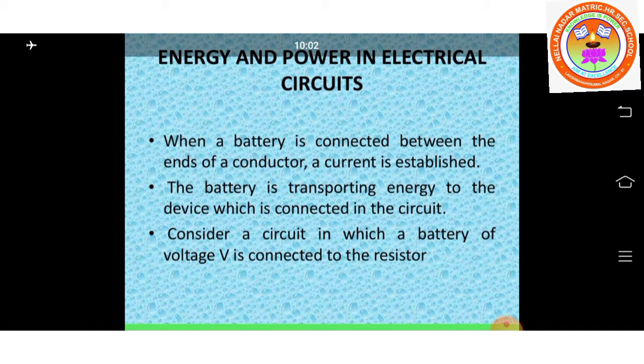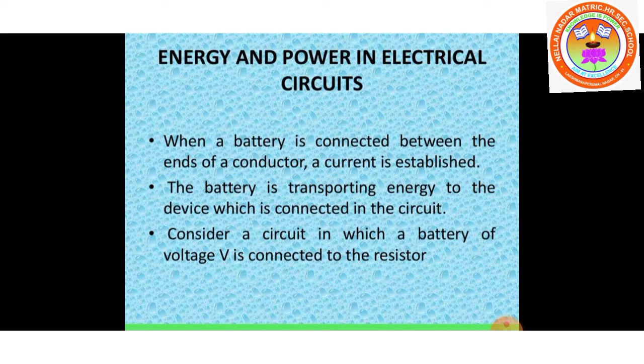Students, next topic: energy and power in electrical circuit. Last class we discussed the carbon resistor and the temperature dependence of resistivity. Today's class we are going to discuss energy and power in electrical circuit.